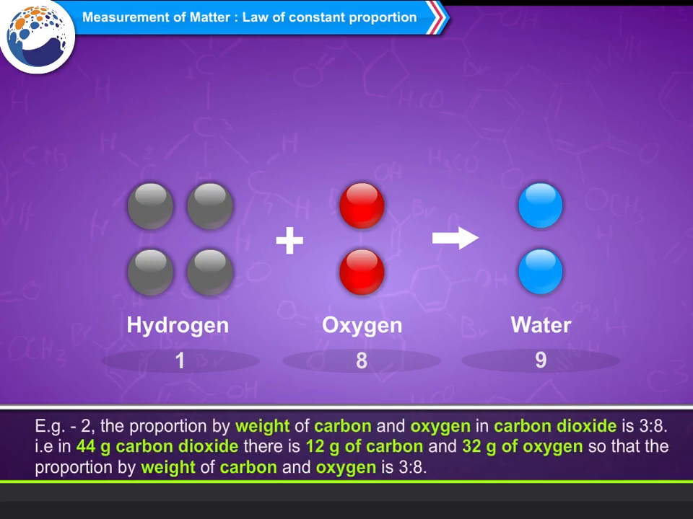Example number 2. The proportion of weight of carbon and oxygen in carbon dioxide is 3:8. That is, in 44 gram carbon dioxide, there is 12 gram of carbon and 32 gram of oxygen, so that the proportion by weight of carbon and oxygen is 3:8.